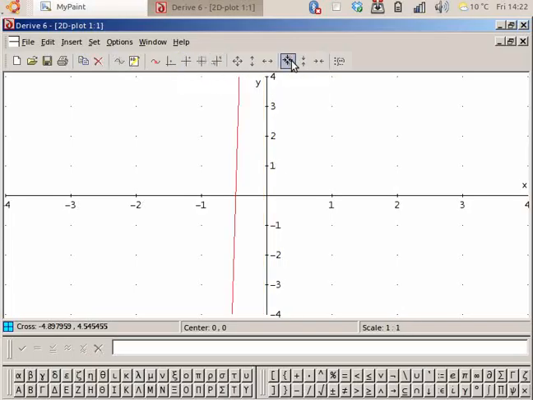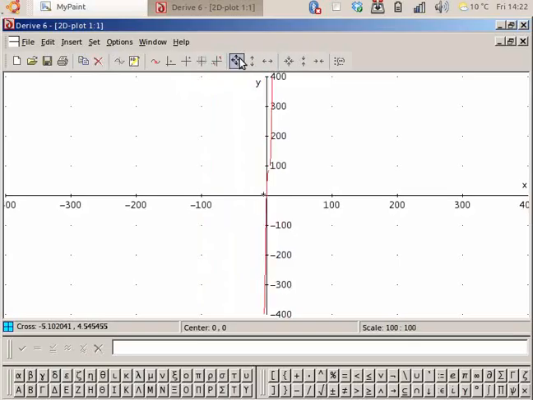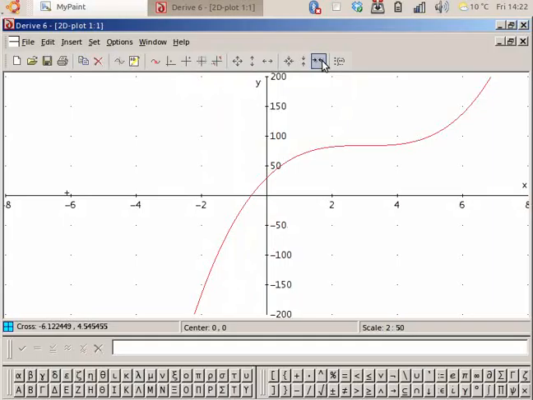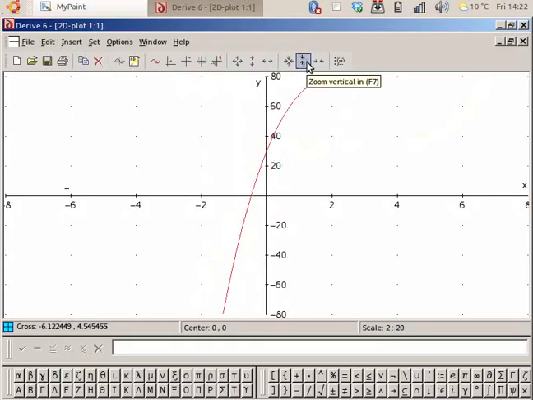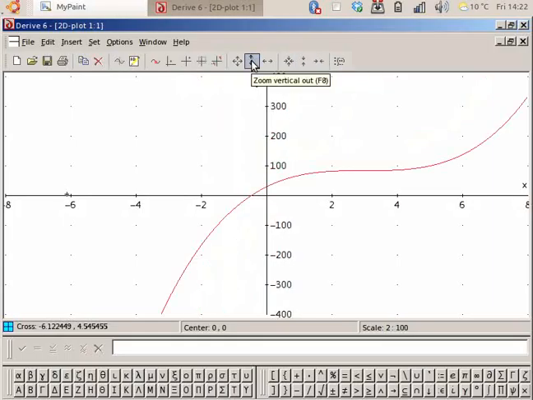Okay, zoom out. Oh, it's weird. Alright. Zoom in. Oops, too far. There we go. Yeah, so it's a bit hard to see here.